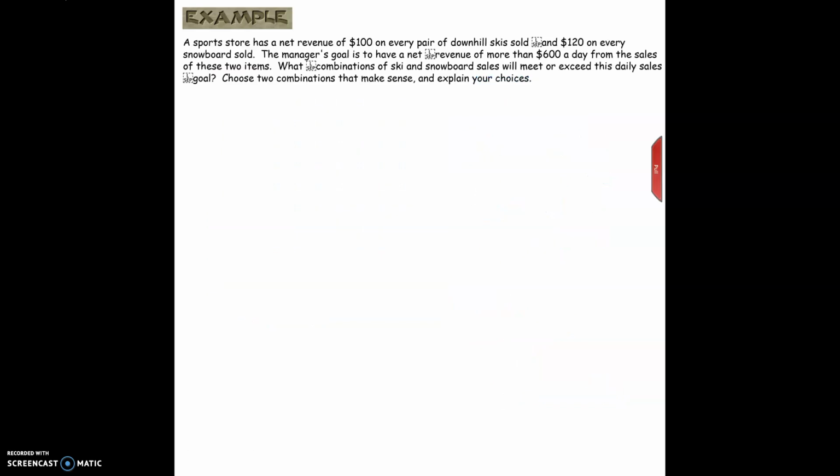A sports store has a net revenue of $100 on every pair of downhill skis sold and $120 on every snowboard sold. The manager's goal is to have a net revenue of more than $600 a day from the sales of these two items. What combinations of ski and snowboard sales will meet or exceed this daily sale? Choose two combinations that make sense and explain your choice.